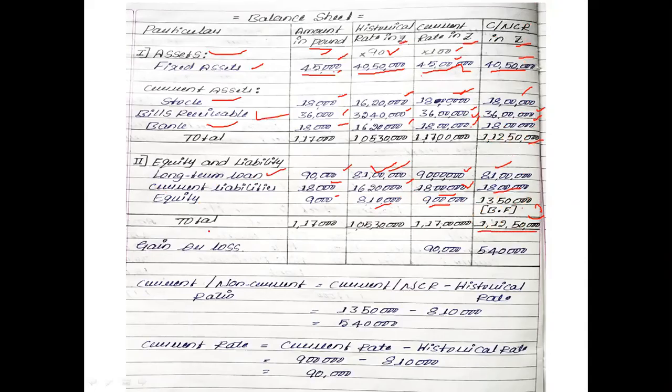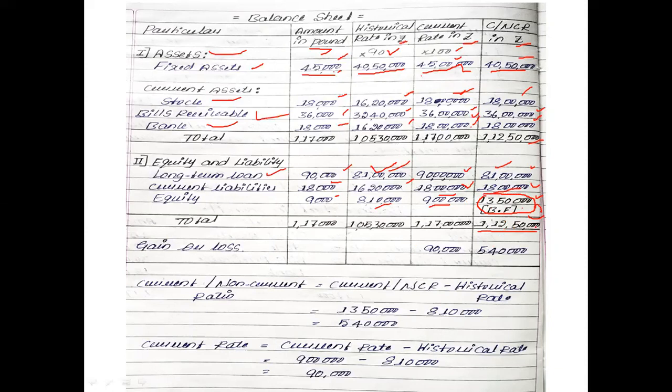Total liabilities equal total assets, so equity equals total assets minus outside liabilities. That means 81 lakh as the long-term loan and 18 lakh as current liabilities. So 1 crore 12 lakh 50,000 minus 81 lakh minus 18 lakh gives 13 lakh 50,000, which is the current and non-current rate of the equity as share capital. It should be treated as a balancing figure, so it should not be converted into rupees. This is very important: this value has to be taken from the balance sheet as equity.